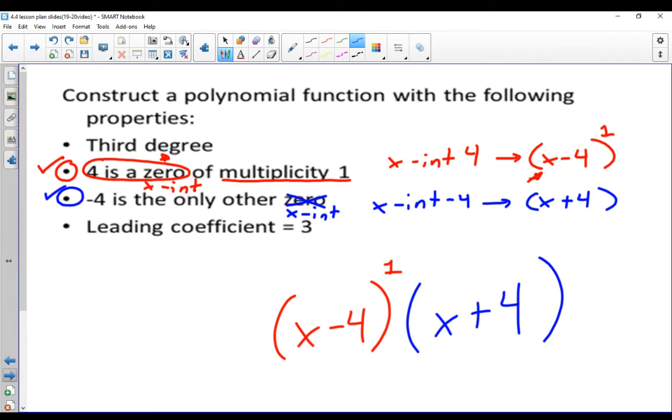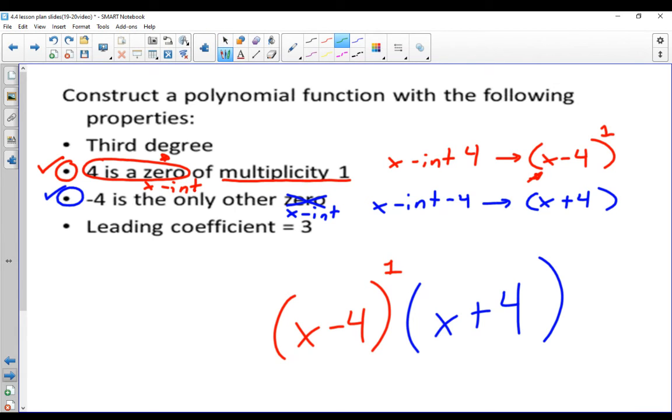So check that off. Now, some of you are probably wondering, Ms. Shulin, cool, we got that negative 4 is the only other x-intercept, which gives us a factor of x plus 4, but it does not tell us what the multiplicity is. Does it have a multiplicity of 1, or 2, 3, 4? Can we just assume it's 1? Some of you are probably thinking that, and I'm here to tell you, do not assume the multiplicity is 1.